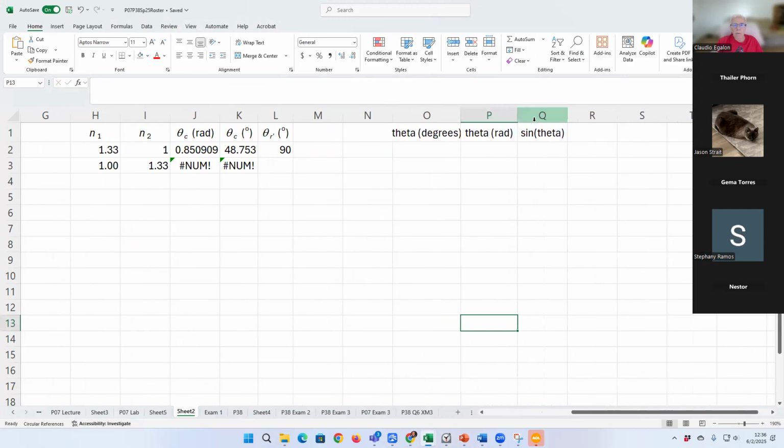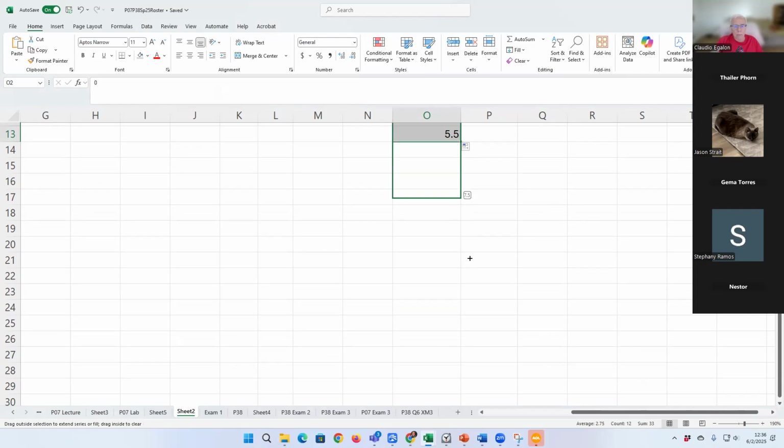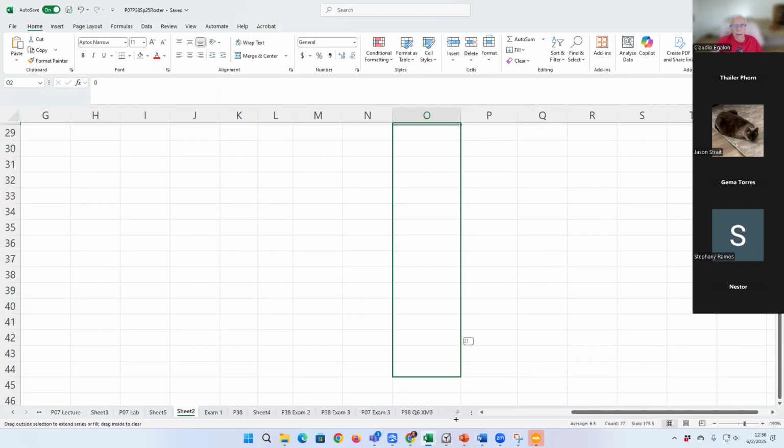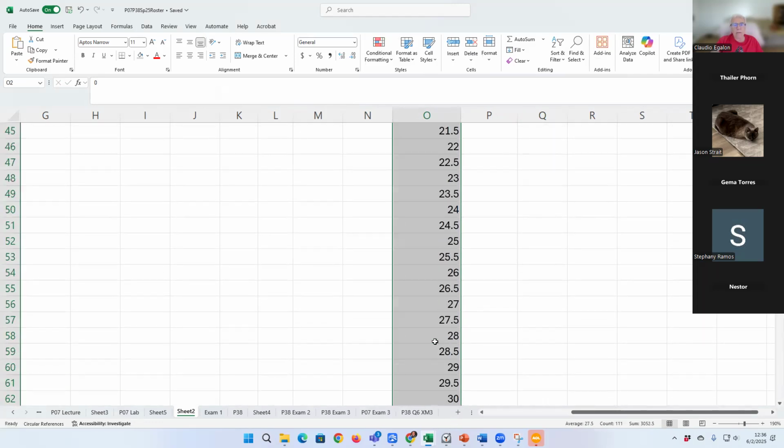And I'm going to start at 0. Every half degree, I'm going to increase the angle by every half degree. And I'm going to go all the way up to, let's say, 40 degrees, 45. And you're going to see 50 degrees. Here you go, that's enough.